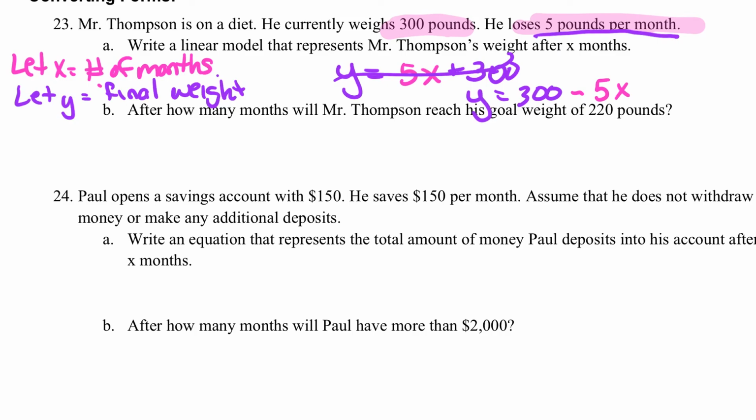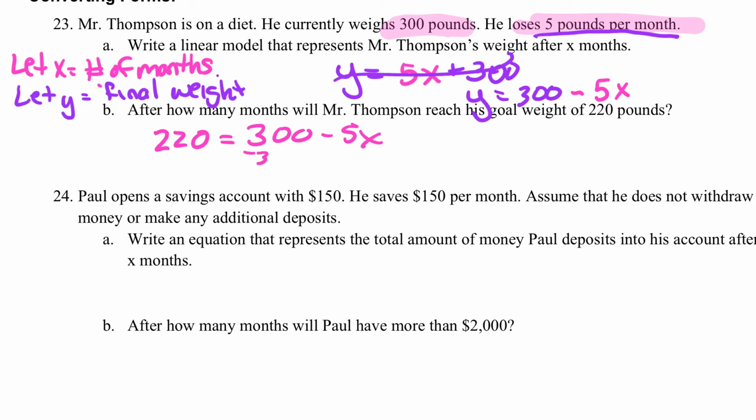And then it says, after how many months will Mr. Thompson reach his goal weight of 220 pounds? Well, 220 pounds is his goal weight. And we're going to do 300 minus 5x. So we need to solve for x.